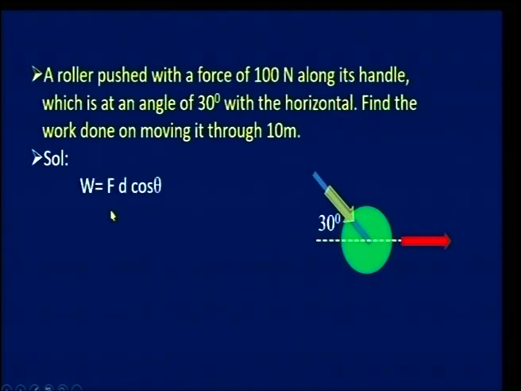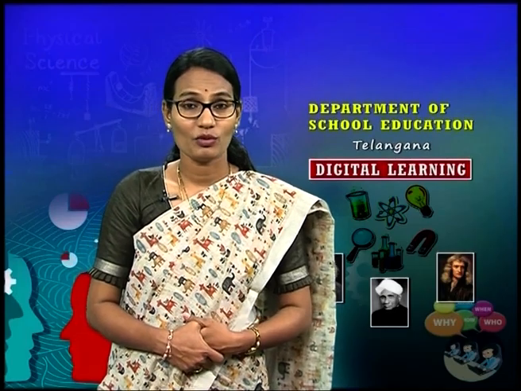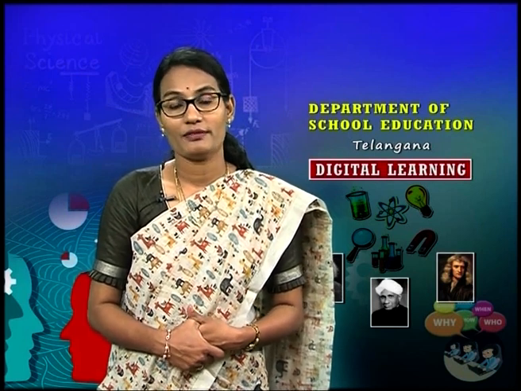Here we have the formula, work done equals F D cos theta. F is 100 newtons into D 10 meters into cos theta, that is cos 30. Cos 30 is root 3 by 2. Substitute that value in this equation and calculate. Now we get work done equal to 500 root 3 joules. Don't forget writing units, children. Units are very important in our physics.